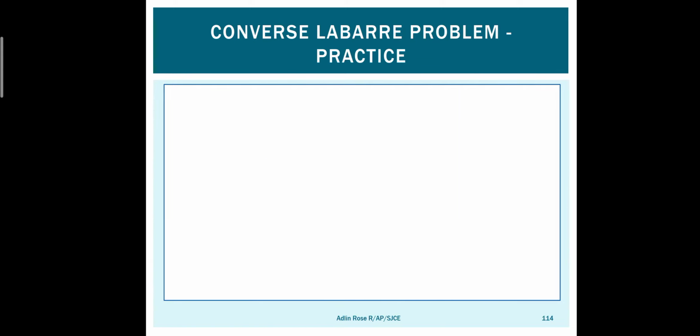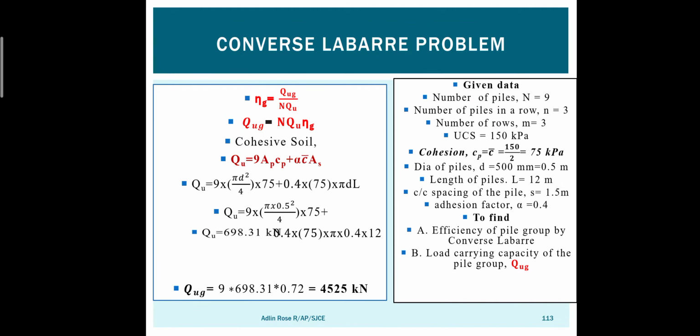Okay, so very simple only. Once you are thorough with this, mostly clay problems only they will ask. So mostly you have to use this 9 Cp Ap plus alpha C bar As.